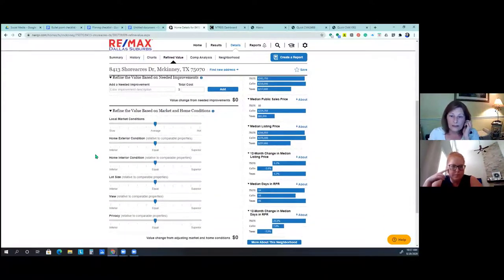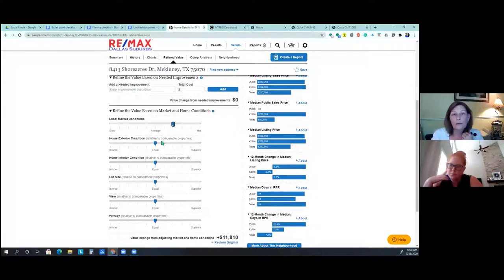But let's look at this. Local market conditions, they're average. Well, actually right now in Craig Ranch, they're a little above average. However, you have done something to the exterior to make it nicer than the other properties. So there's a sliding scale that you can give to that for the sellability. Does that make sense? Yeah.